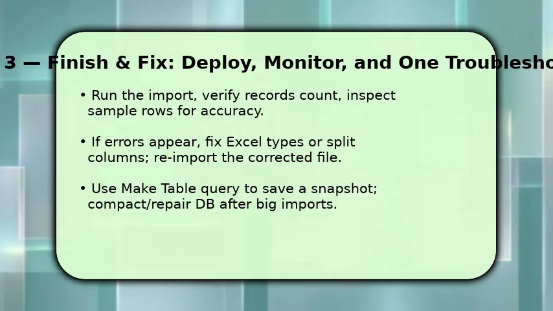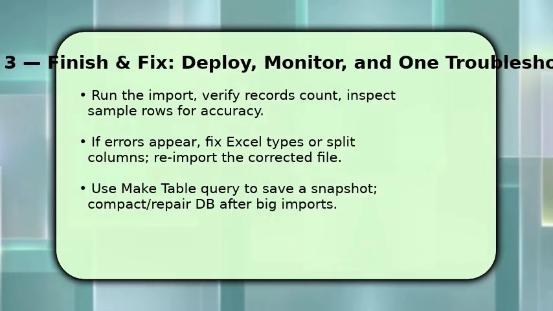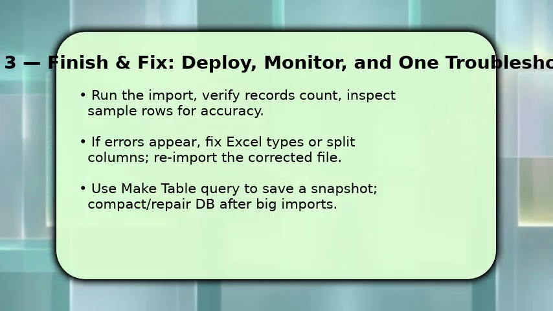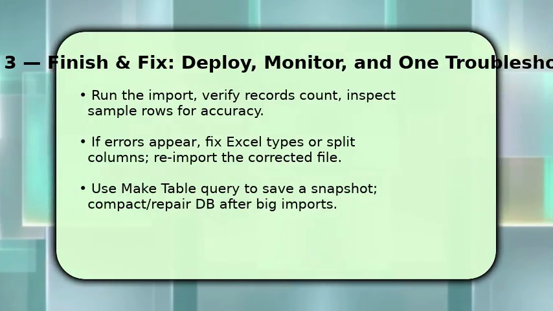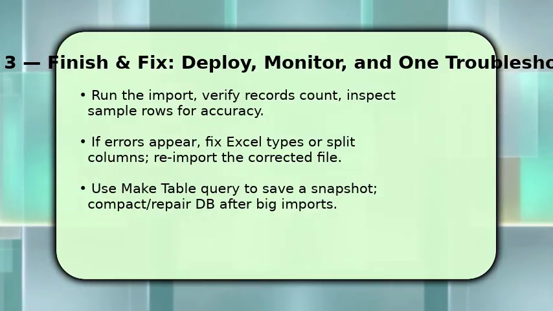One key troubleshooting tip: if you see truncation or mismatch, ensure the longest text cell sets the field size, or import into a staging table first, then transform with queries.